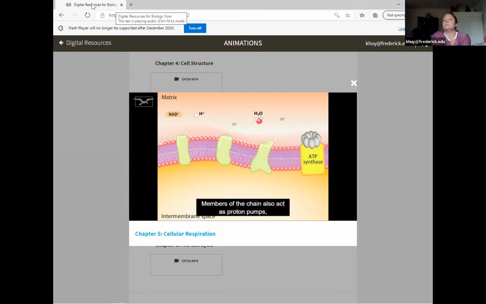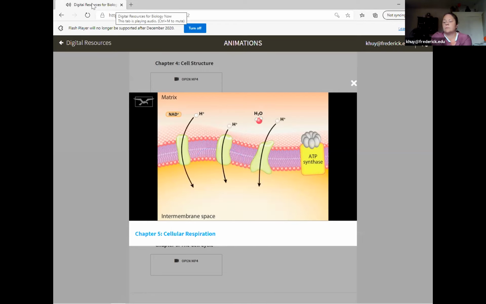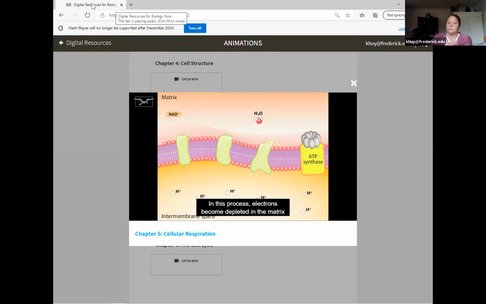Members of the chain also act as proton pumps, so as they transfer electrons, they also pump protons, also called hydrogen ions, across the membrane. In this process, protons become depleted in the matrix as they are pumped to the intermembrane space. A concentration gradient of protons thus forms across the membrane.